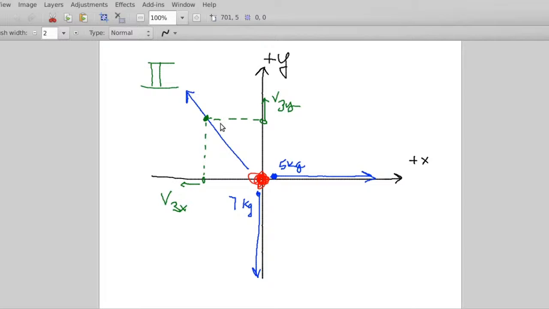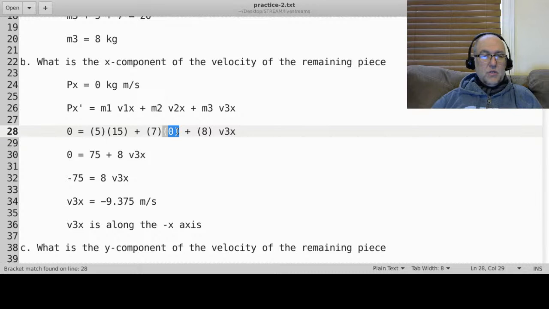So if something is at an angle to either the x or the y direction, it's going to have both components. But the 7 kilogram is going purely along y, and so it has no x component at all. That's why this is zero. I think it's pretty obvious, but it's good to explain it.